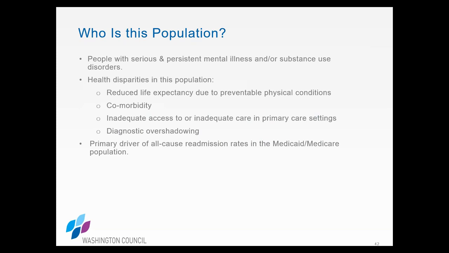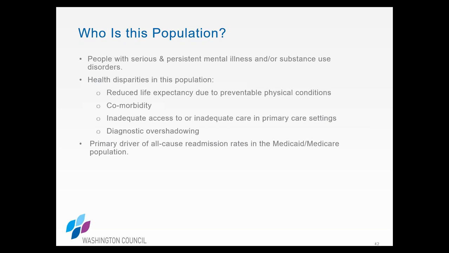So this population are people who are living with a serious and persistent mental illness and or a substance use disorder. There have been decades of research demonstrating the health disparities within this population. And first and foremost, they have a reduced life expectancy due to physical conditions that are, in fact, preventable. There was a study published almost 2 years ago now in the Journal of the American Medical Association that found people with schizophrenia lose on average 27 years of life to conditions like diabetes, heart disease, and high blood pressure. Physical conditions that could easily be screened for in the behavioral health setting if we're able to transform the way that we deliver care.